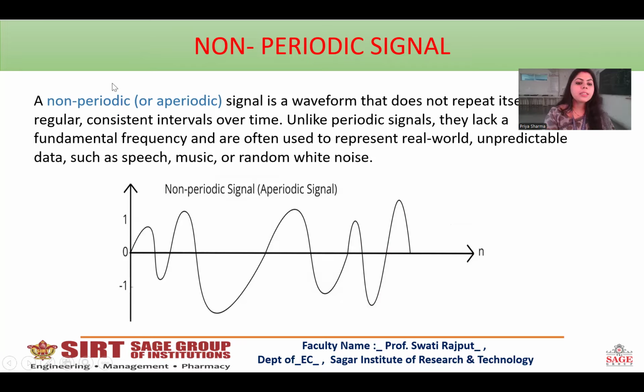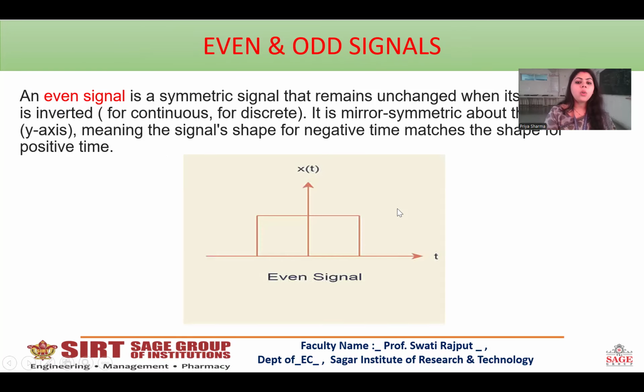Okay. By the name itself, we can understand this. So, the non-periodic signals, you can see here, how are they? They are random in nature. Okay. Now we will study about even and odd signals. What are even and odd signals?